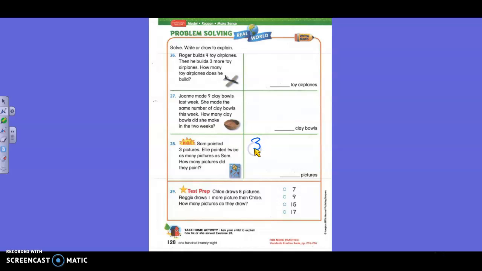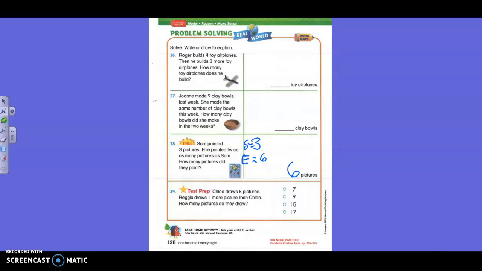So, Sam had 3. Ellie had double that. Double 3 is 2 3s, which is what? 6. Okay? 6 pictures.